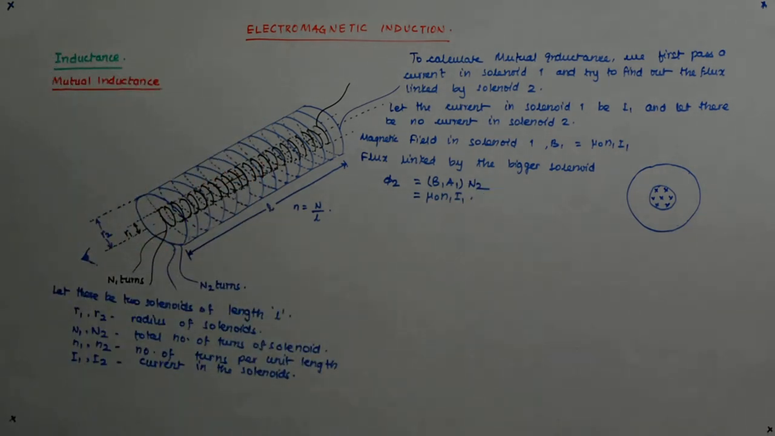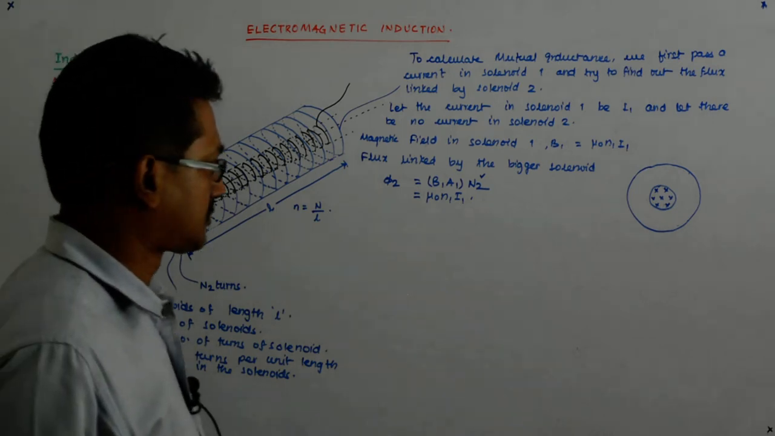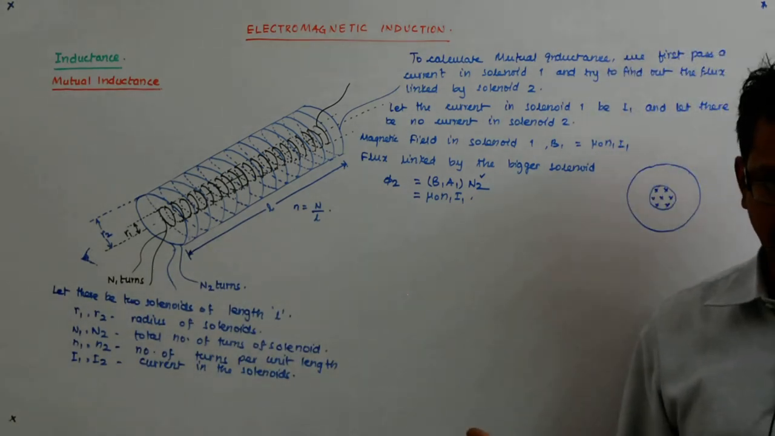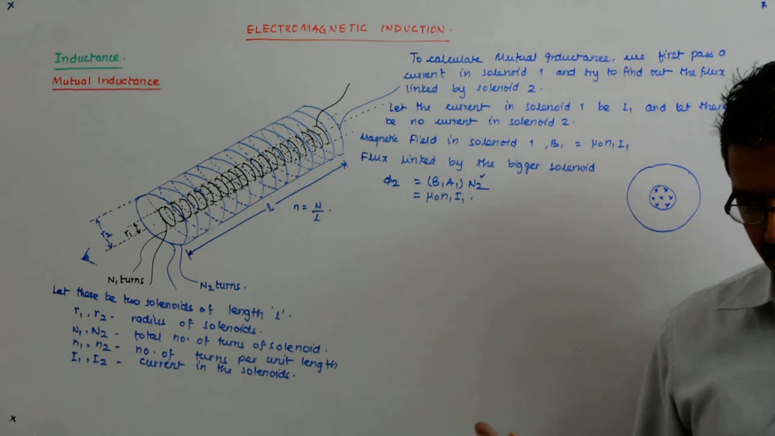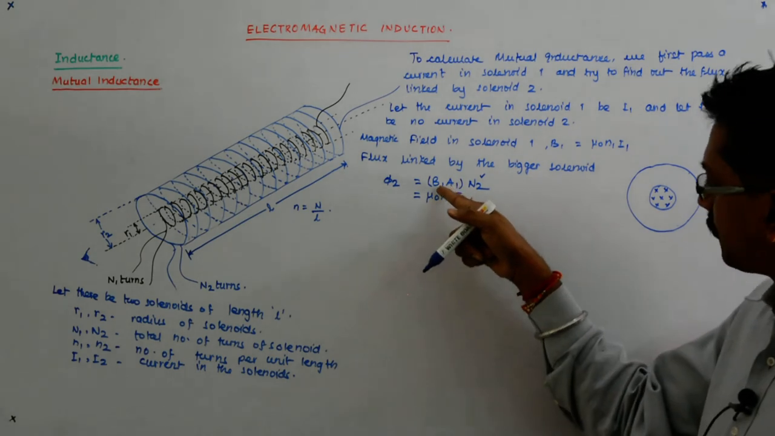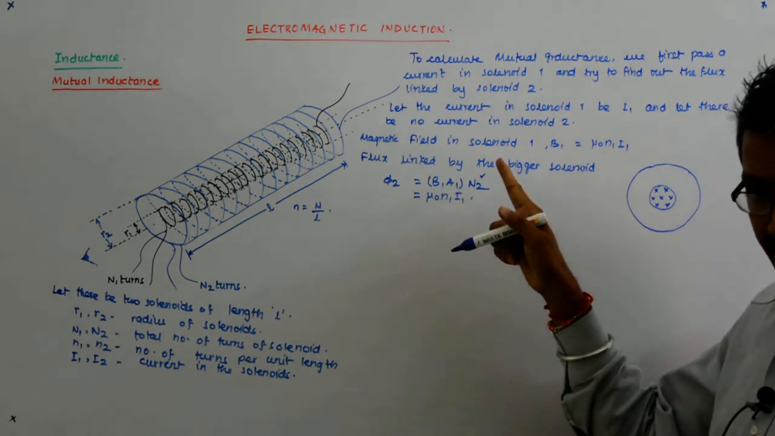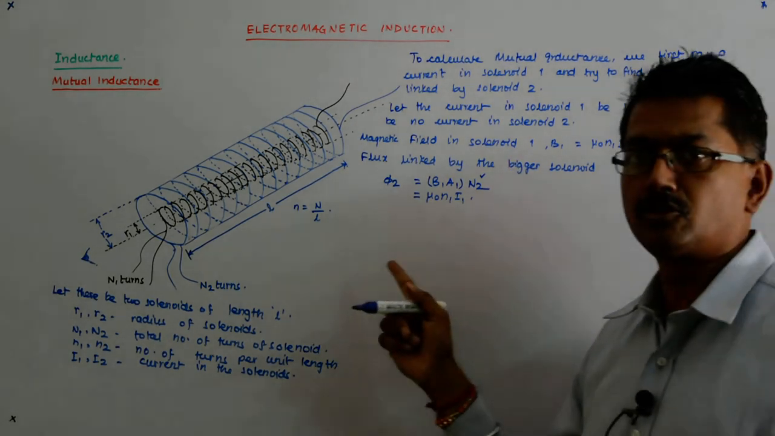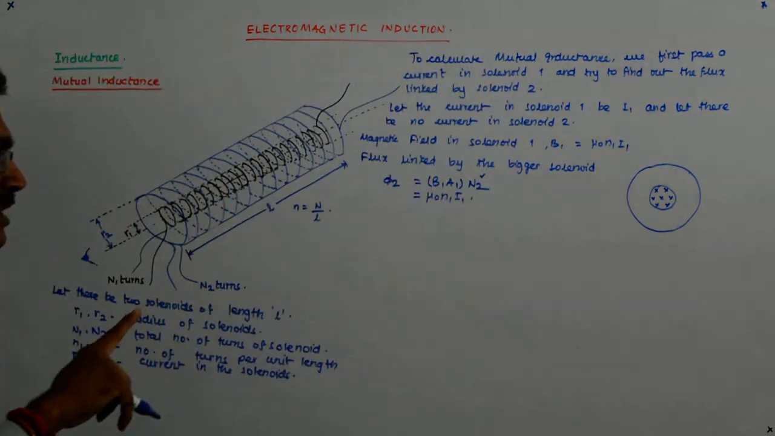N2, bigger N2. This is the absolute number of turns, right? One turn links B1, A1. There are a total of N2 turns, so it will be capital N2. You use small n1 for finding this area. Don't get confused. Okay? That is for finding this field in a solenoid. Don't mix it with that.